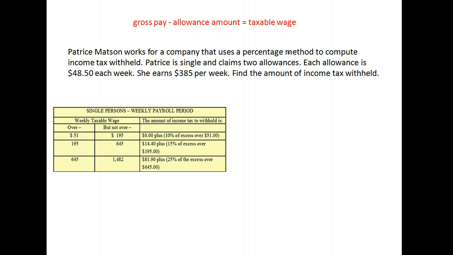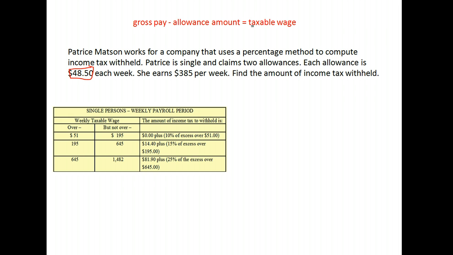Alright, here we have Patrice. Patrice, we're going to do the same type of thing, but this is kind of on a graduated table as far as what is taken out. Okay, here's the table down here at the bottom. It says Patrice Matson works for a company that uses a percentage method to compute income tax. Patrice is single, claims 2 allowances. Each allowance is $48.50. Find the amount of income tax withheld.